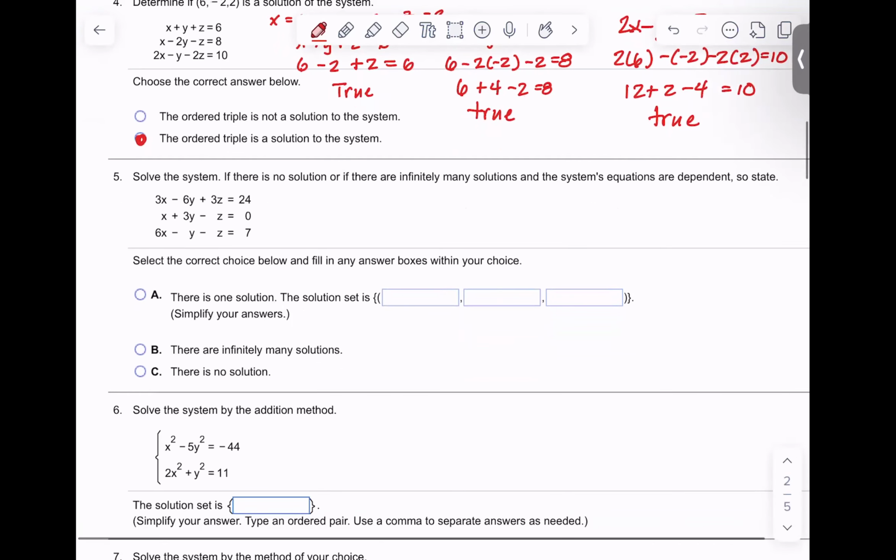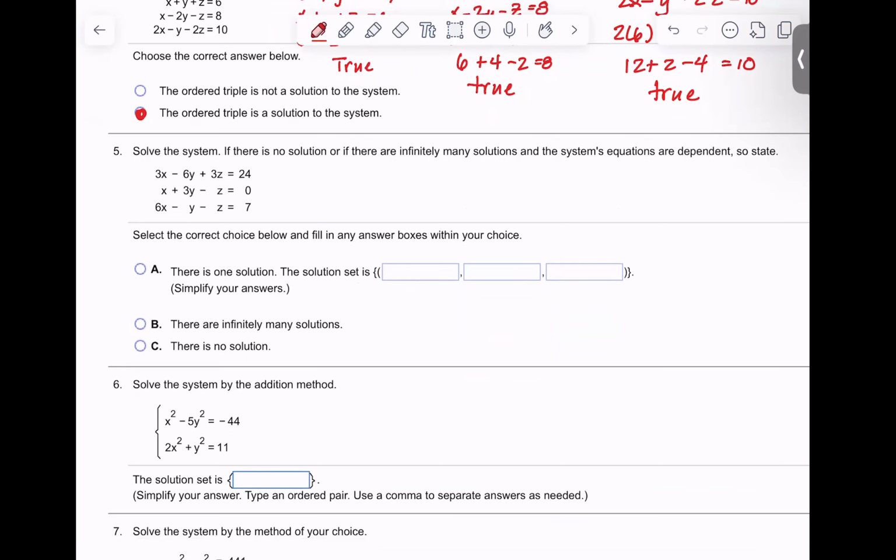Solve the system. If there's no solution, or if there are infinitely many solutions and the system's equations are dependent, so state. All right, I'm going to go ahead and solve this using addition. We are going to learn, of course, how to solve this using Gauss-Jordan elimination. So if you chose on an exam to use Gauss-Jordan instead of solving it by addition, just let me know that you did that. And be sure that you write your augmented matrix down so that I can see what you've inputted into your calculator.